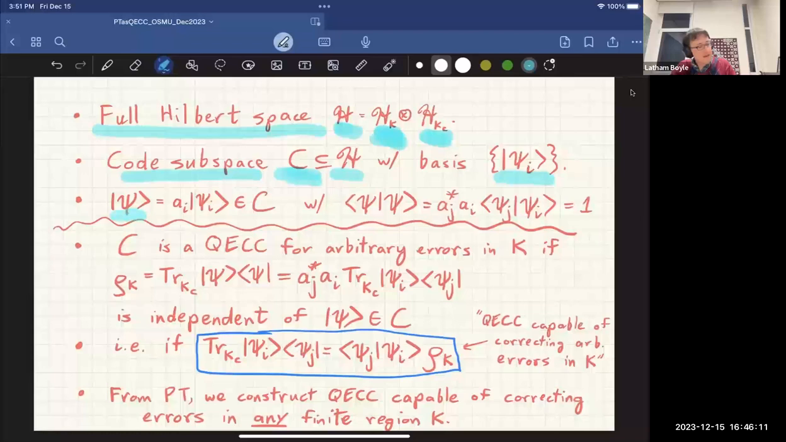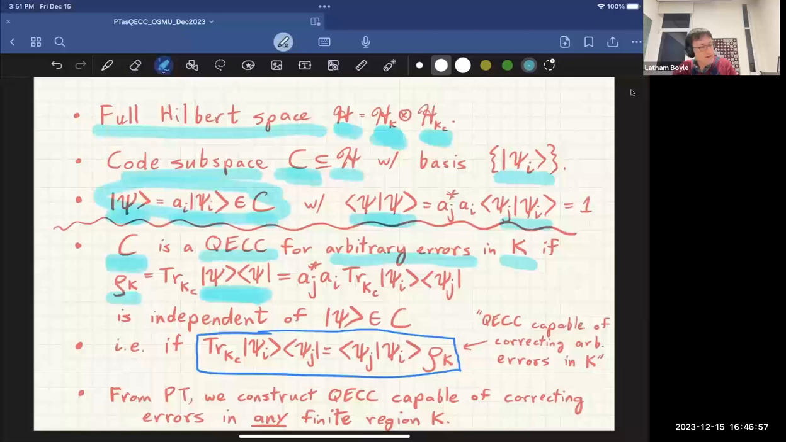Let psi denote any vector in C, just an arbitrary linear combination of the basis elements for the code subspace C. I'm taking it to be normalized here. Just to repeat what I said before, we say that the embedding of the subspace C into the larger Hilbert space H is a quantum error correcting code for arbitrary errors or erasures in K, if the reduced density matrix in K, in other words, this would be the full density matrix of the state psi, if we took any state psi in the code space C, but now we take its pure state and we trace out the Hilbert space in the complementary region K^C to get the reduced density matrix. That's the definition of the reduced density matrix in K.